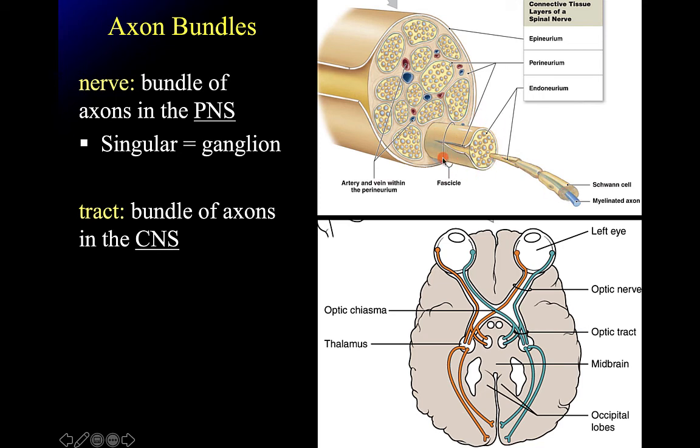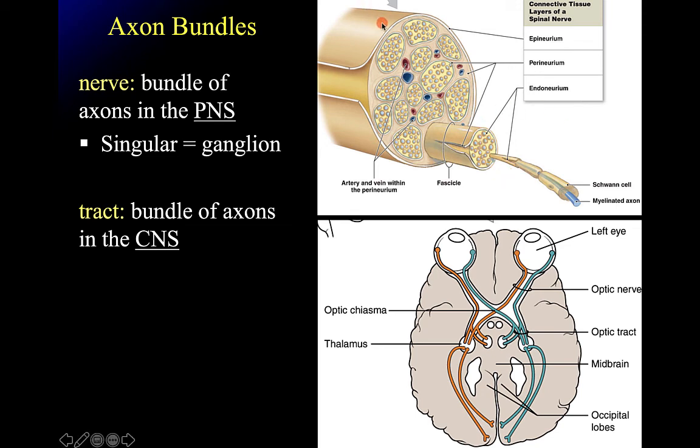much in the way that we used fascicle for those bundles of muscle fibers. So we also have these wrappers around here. You can see epineurium, perineurium, endoneurium, reminding us of epimysium, perimysium, and endomysium. And so this is our large nerve.